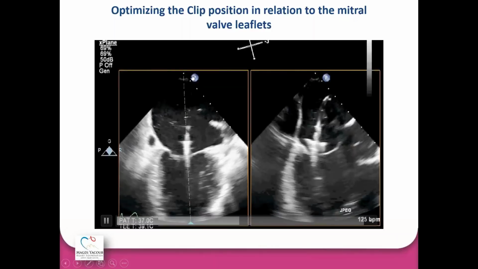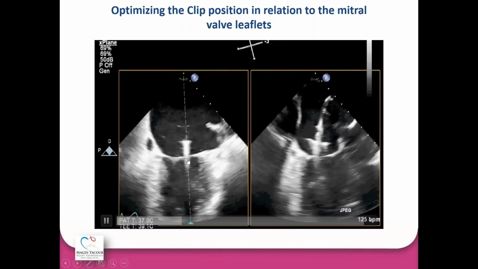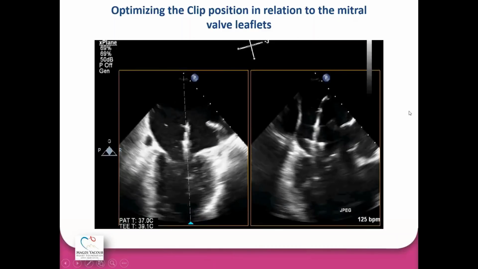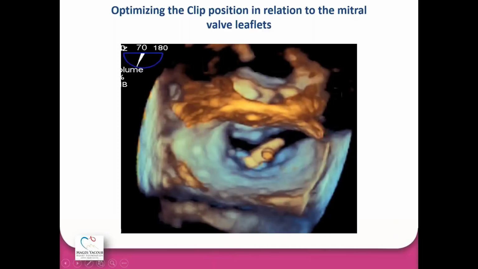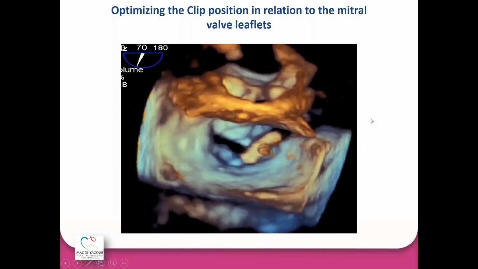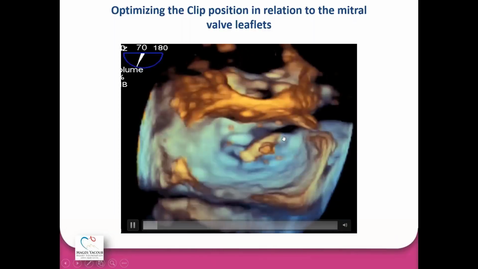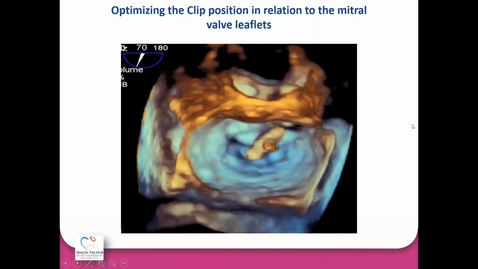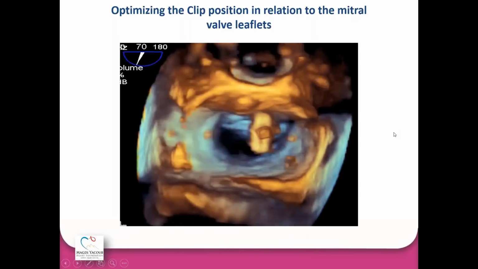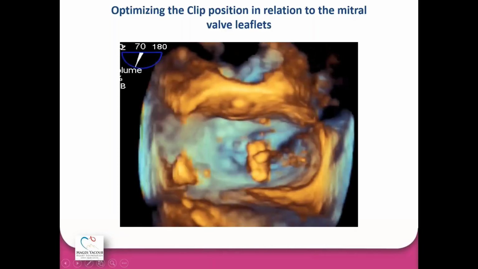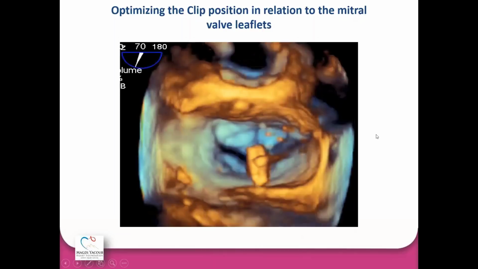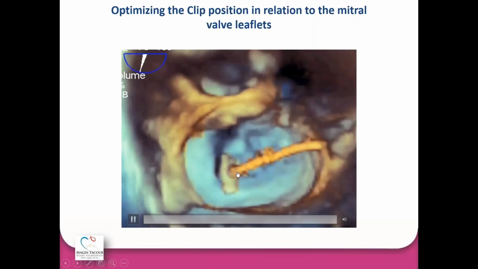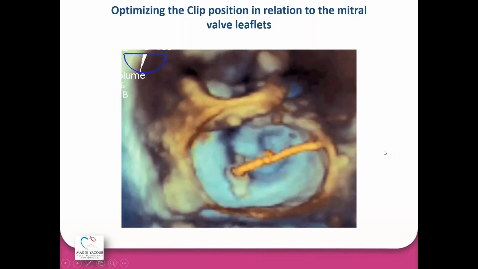If you are using X-plane, that can be done like this. Start with the commissural view, put your line, and you'll see the two arms in relation to the leaflets. If you are using 3D, it is much easier done and appreciated, because everybody will say immediately that this clip is not perpendicular to both leaflets. That clip needs a little bit of anti-clockwise rotation, and this is what he did. Very easily appreciated and then monitored using 3D-TEE. And even motion from side to side is much easier appreciated if you are using 3D-TEE guidance.